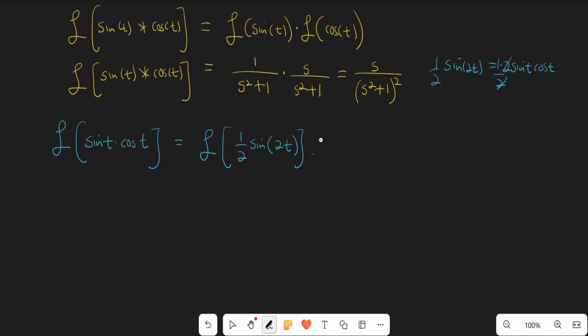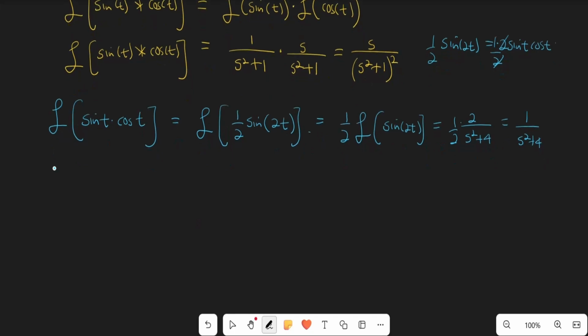This is a very simple one, and 1/2 is a constant. It comes out of the Laplace operator. Then we have the Laplace transform of sine of 2t, and the Laplace transform of that is 2 divided by s squared plus 2 squared. With the 1/2 in front, and 2 squared is 4, this is going to be 1 all over s squared plus 4, right? So we see that the Laplace transform of sine of t multiplied by cosine of t is equal to 1 all over s squared plus 4. So you see that the two are different.